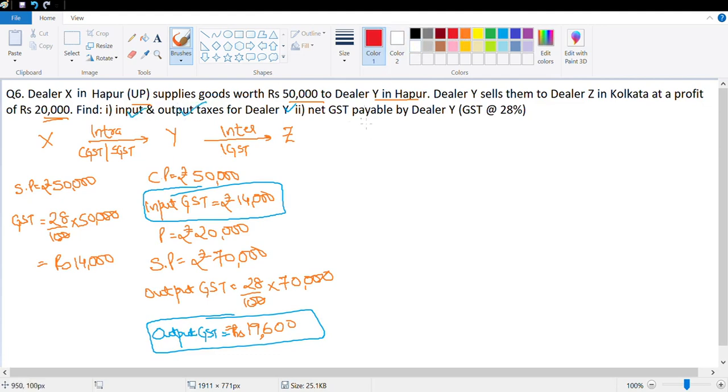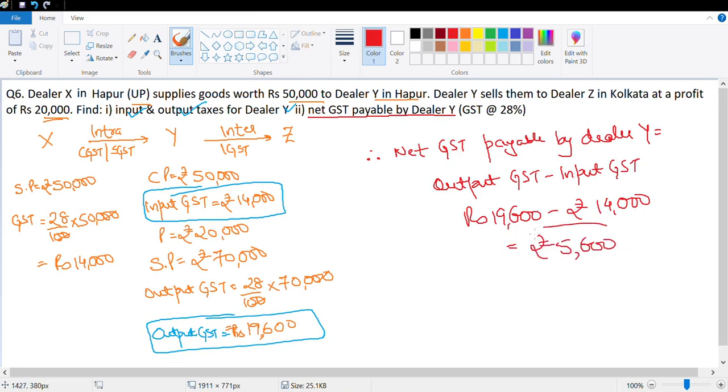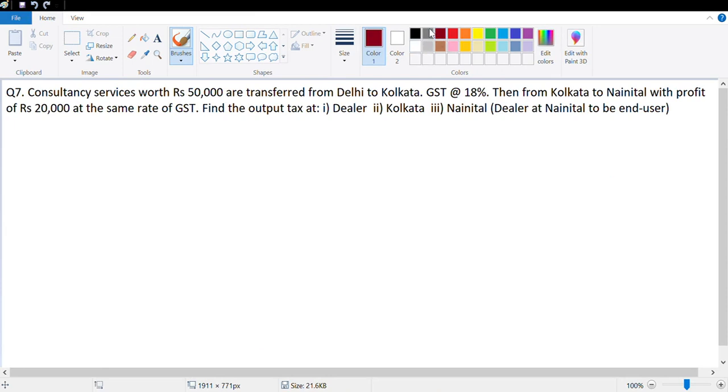Let's look at the second part. It says net GST payable by dealer Y. Therefore, net GST payable by dealer Y will be equal to output GST minus input GST, which will be equal to rupees 19,600 minus rupees 14,000, which is equal to rupees 5,600. So that's the answer for the second part of the question. Let's look at the next one. The next one that we do is question number 7.